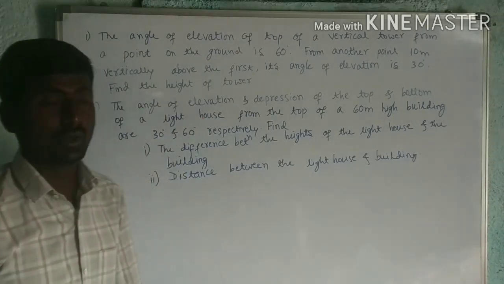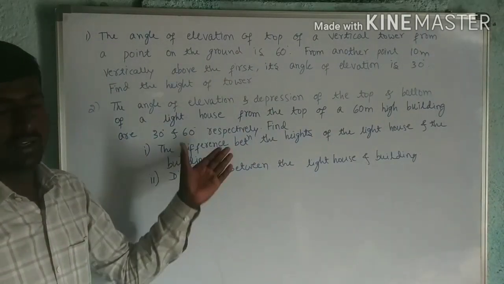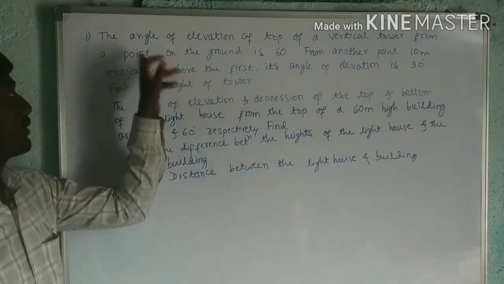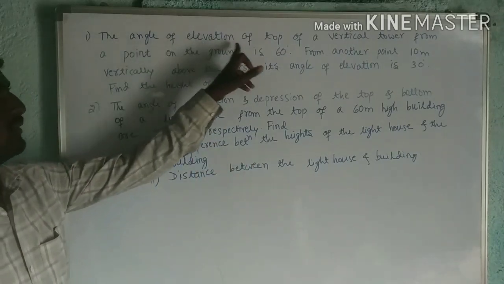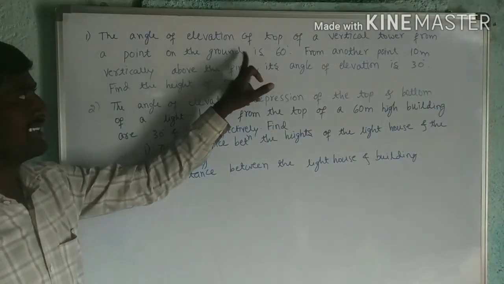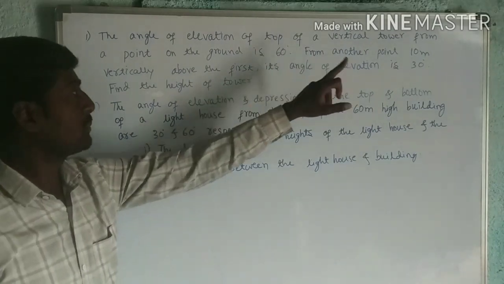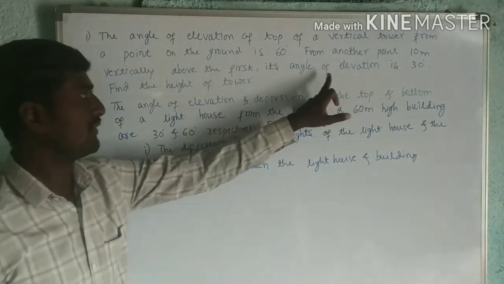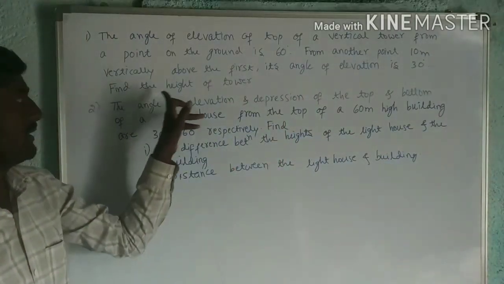Try to solve these questions. I will solve this in the next class. Now you try. The first question: the angle of elevation of the top of a vertical tower from a point on the ground is 60 degree. From another point 10 meter vertically above the first, its angle of elevation is 30 degree. Find the height of the tower.